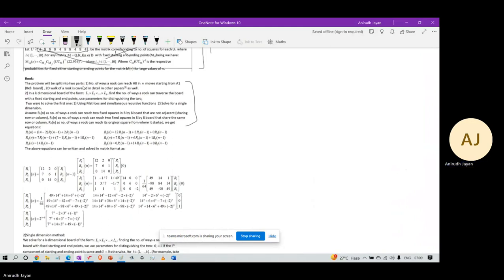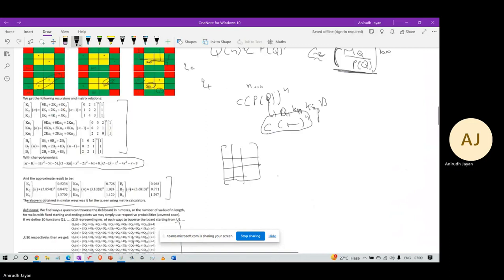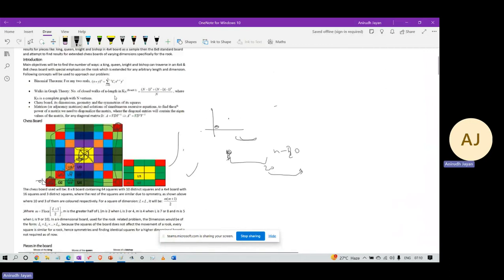Now, we will solve this in two ways. We will split the problem in two parts. Number of ways a queen can reach, number of ways a rook can reach h8, starting from a1. This is your h8 and this is your a1.